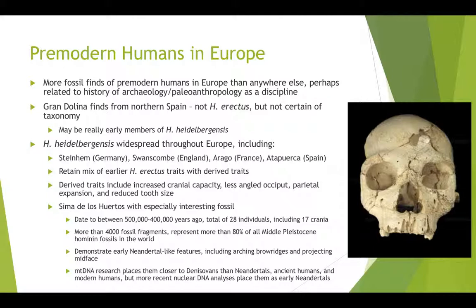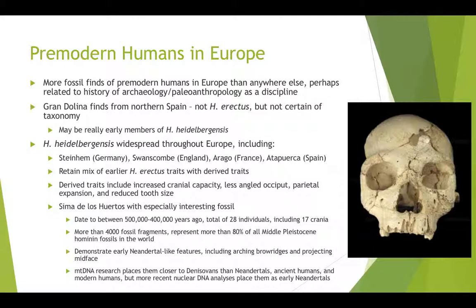These hominins demonstrate early Neanderthal-like features, including arching brow ridges. By the arching brow ridge, we're talking about this almost parabolic shape to the brow ridges instead of the brow ridge just being straight across. And then the projecting midface. When we talk about Neanderthals, we'll talk about how their face looks like you basically just grabbed hold of it and pulled it forward. We see that among the individuals from the Sima de los Huesos.